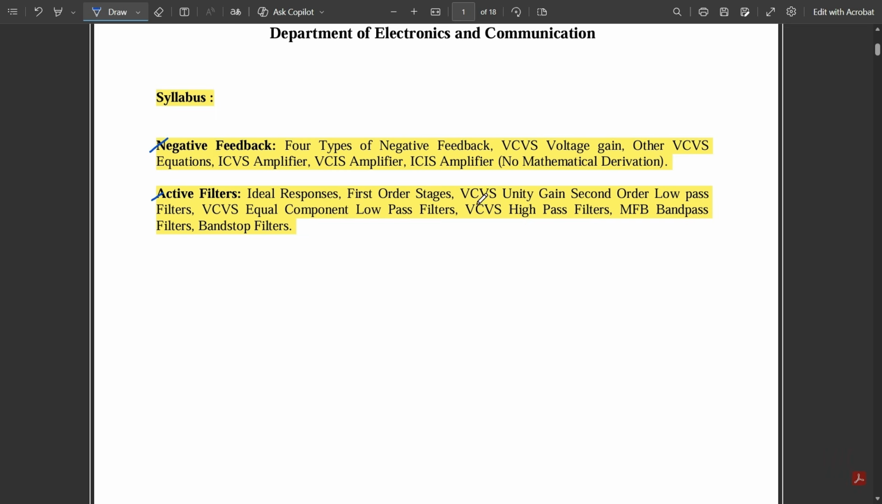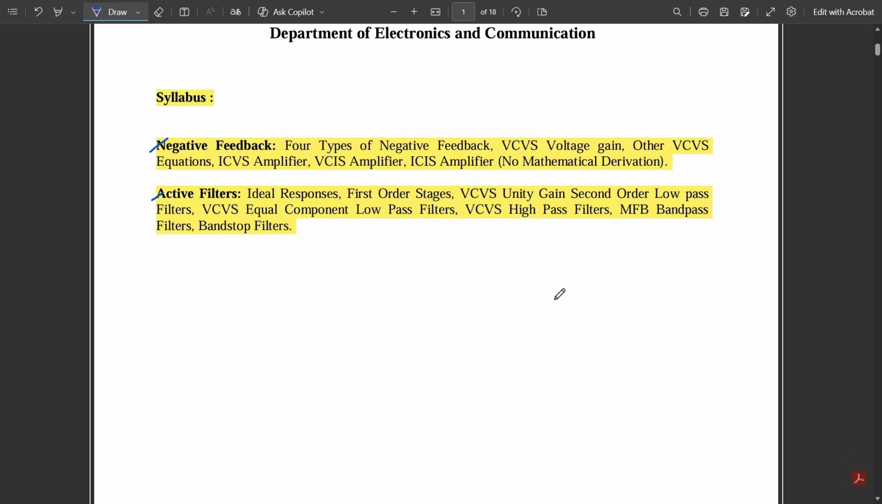Then we are seeing the VCVS second order filters, which cover the Sallen-Key equal component filters and the Butterworth filters. After that, VCVS equal component low pass filters, high pass filters, and the MFB, multiple feedback, band pass and band stop filters. So these are the filter circuits which we are going to be seeing in this module. So it is a very easy module, simple, without much mathematical derivation.